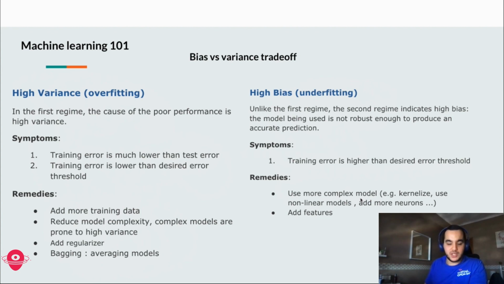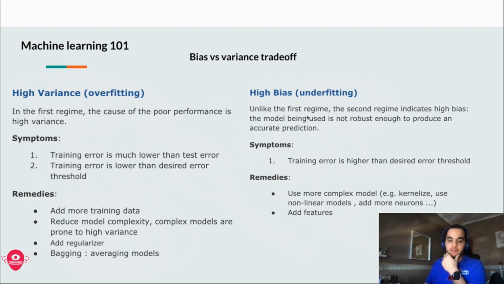So if you have linear regression and you're using just 2 parameters and your model is not fitting, you might want to add more parameters or add more features, as we're saying here. If you have a neural network, you may want to add more neurons and more layers and such. And this is actually very crucial.